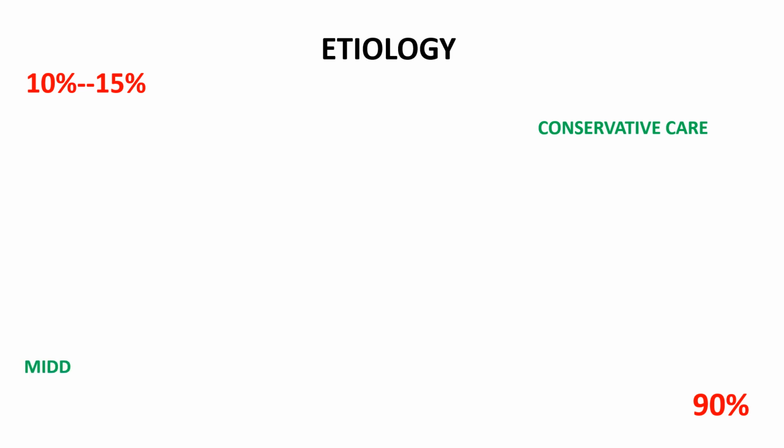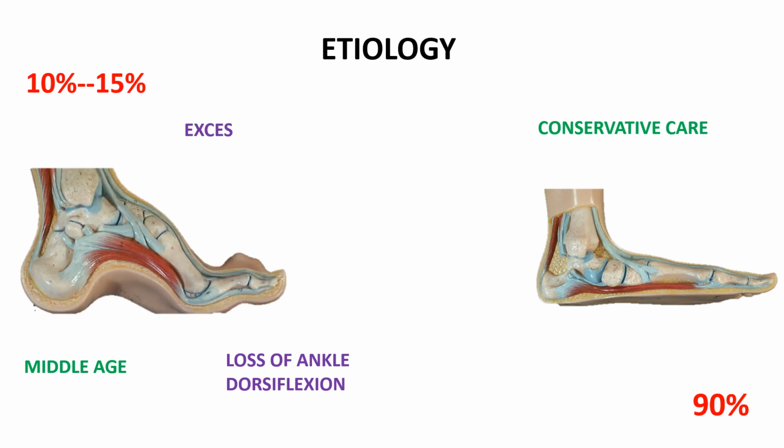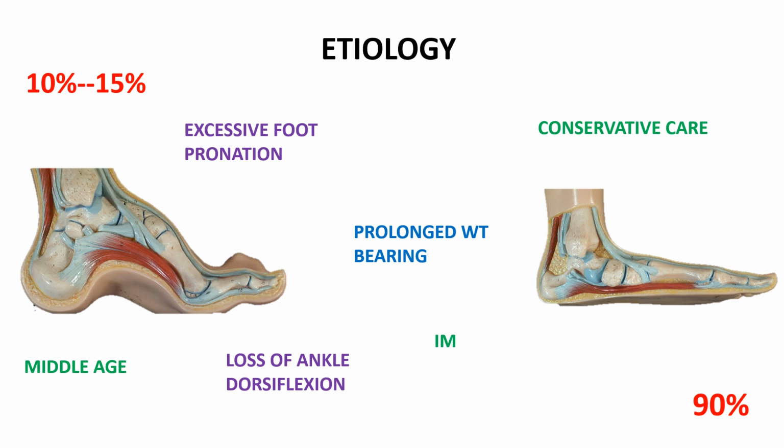Now I will tell you about the etiology of plantar fasciitis. It affects up to 10 to 15% of the population. Approximately 90% of the cases are treated successfully with conservative care, and it is most commonly experienced in middle age. The etiology includes loss of ankle dorsiflexion, pes planus and pes cavus as congenital conditions, excessive foot pronation during weight bearing activity, prolonged weight bearing activities, and improper shoes.